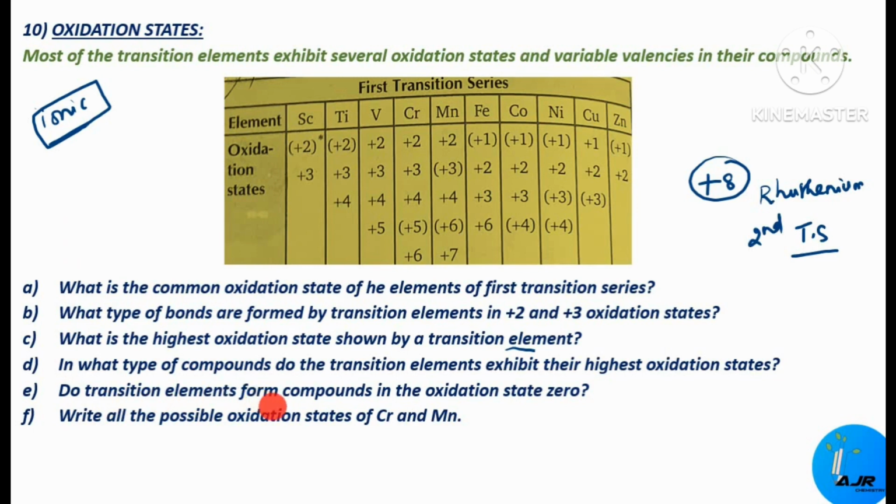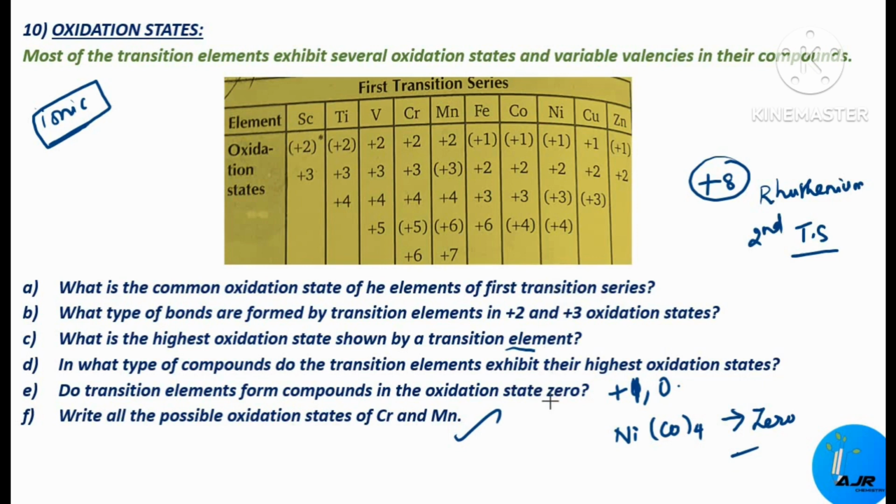Next, do transition elements form compounds in the oxidation state 0? Actually, the transition metals also form compounds in low oxidation states such as plus 1 and 0. It is possible to form compounds in plus 1 and 0. For example, the oxidation state of nickel in nickel tetracarbonyl, that is Ni(CO)4, is 0. Actually, the oxidation state of nickel in Ni(CO)4 is 0, but it is still forming a compound, is it not?